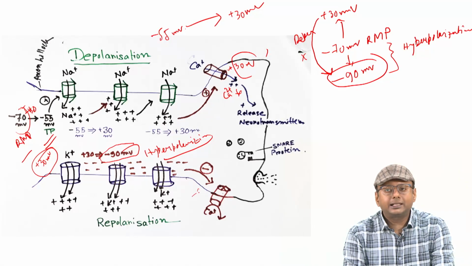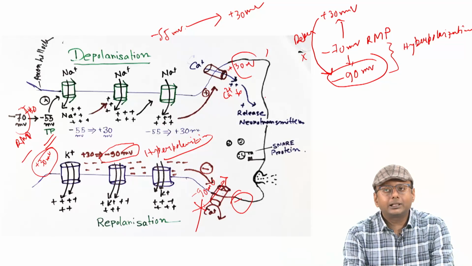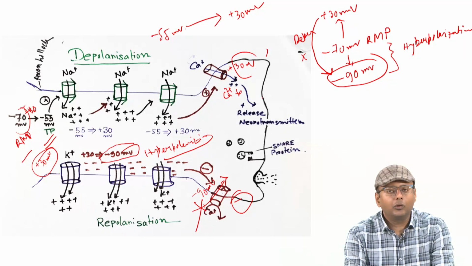This minus 90 millivolt will basically inhibit the calcium ion channel. So what will happen? No further calcium ions can move inside. Now let us see what the calcium ion role is.